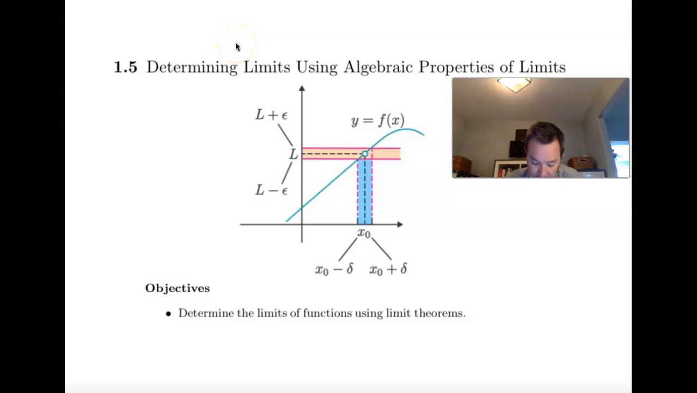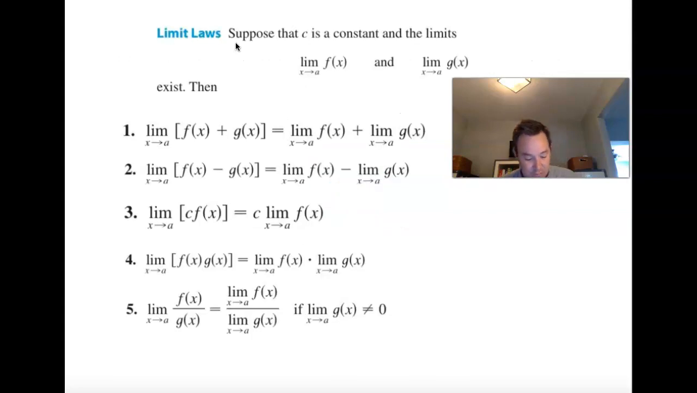All right, in 1.5, we're going to begin determining limits using algebraic properties of limits. There are a few theorems, there are a lot, that actually allow us to evaluate limits algebraically rather than what we've been doing, which is estimating them graphically or numerically. So now we're going to get down to brass tacks, some algebra. There's going to be a bunch of these. I think there's like 11.